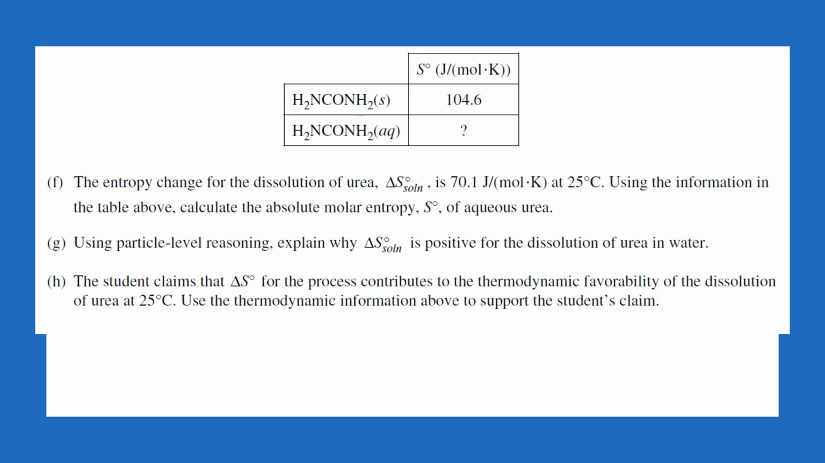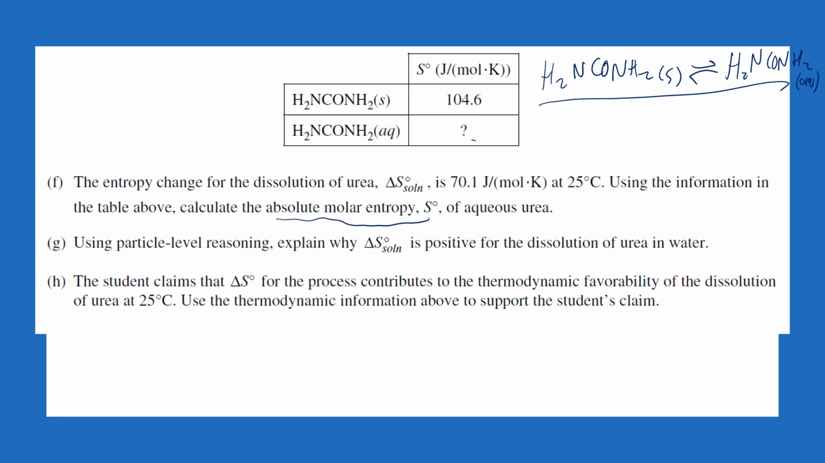Let me rewrite the equation really quick. It's H2NCONH2 (NH2), solid, goes to aqueous, okay. So then they give us the entropy change for this process is 70.1 joules per mole Kelvin. Calculate the absolute molar entropy of urea. This equation is on the formula sheet, and it is the products minus reactants.